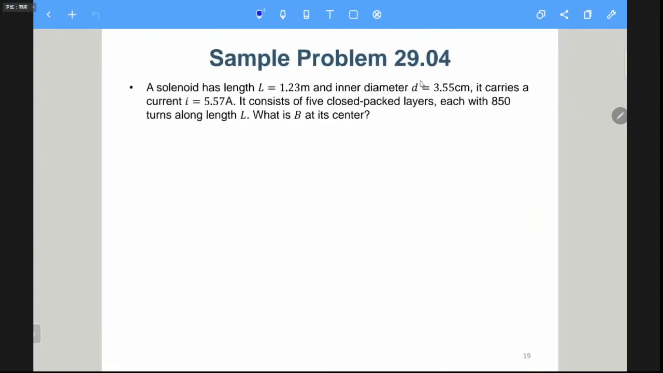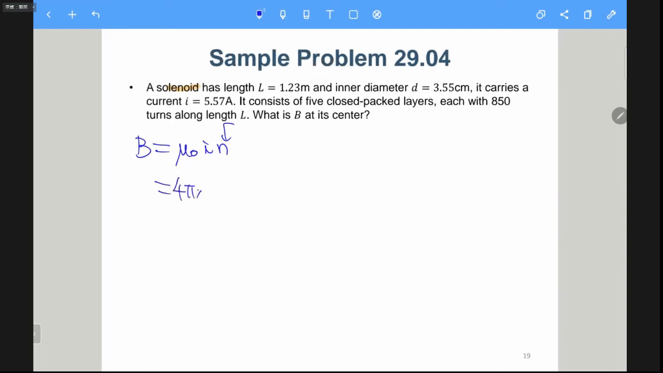Okay, so let's see a sample problem here. It says a solenoid has a length L equals 1.23 meters, inner diameter D. It carries a current i, and it consists of 5 close-packed layers, each with 850 turns over length L. What is B at the center? So here we consider a solenoid, so we only need to consider B equals mu naught times i times small n. Small n is the number of turns per unit length.